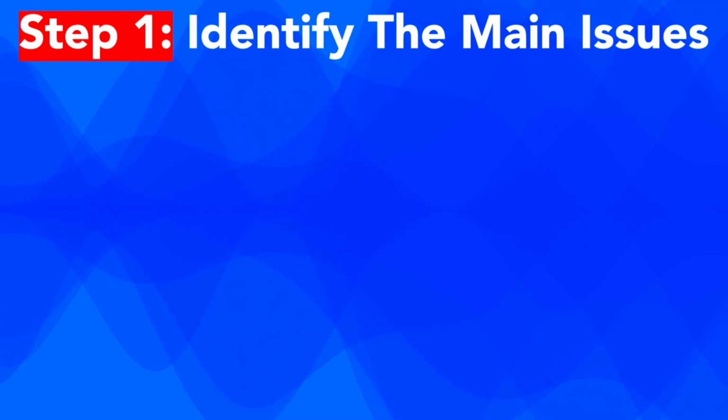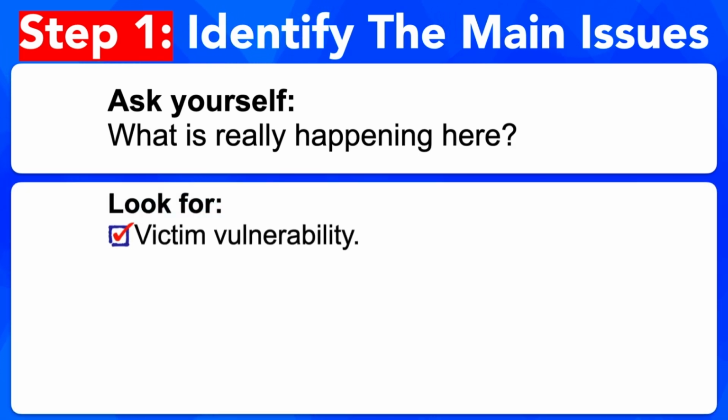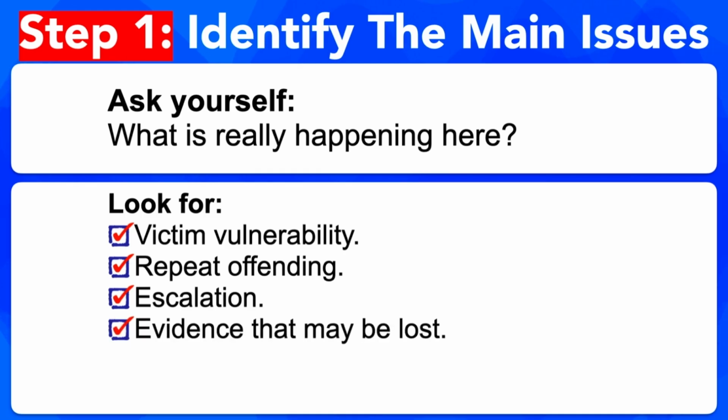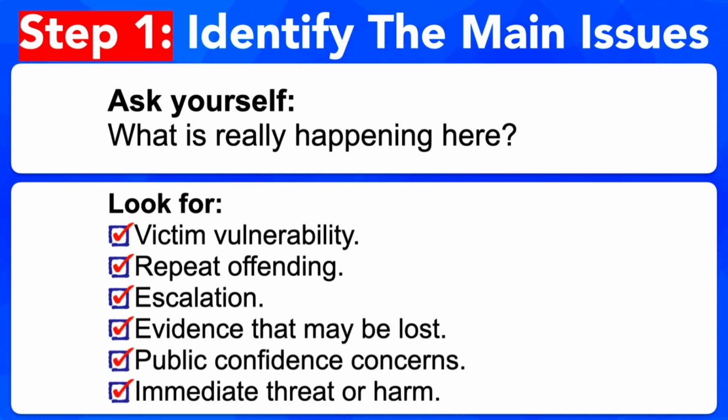Identify the main issues. Ask yourself, what is really happening here? Look for victim vulnerability, repeat offending, escalation, evidence that may be lost, public confidence concerns, or immediate threat or harm. This is what you need to be looking for in those documents that you are presented with. Do not treat the first document you see as the whole case. The most important issue is often hidden across several updates.